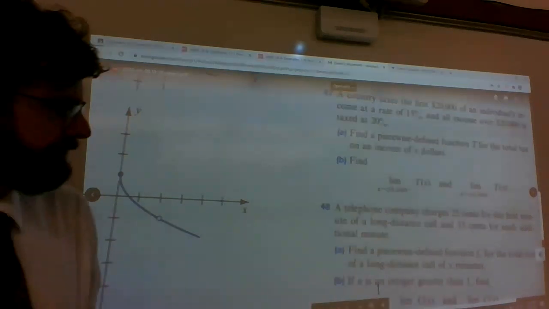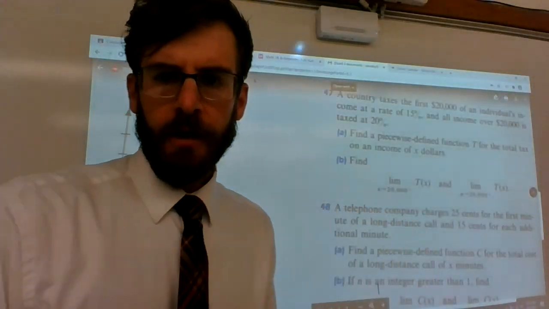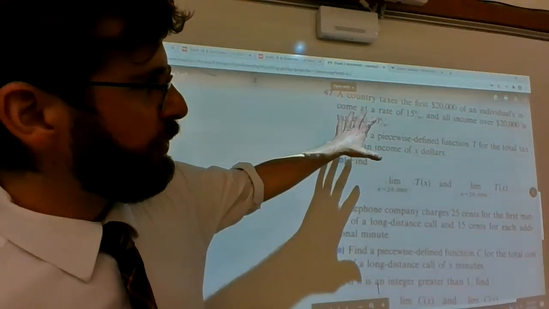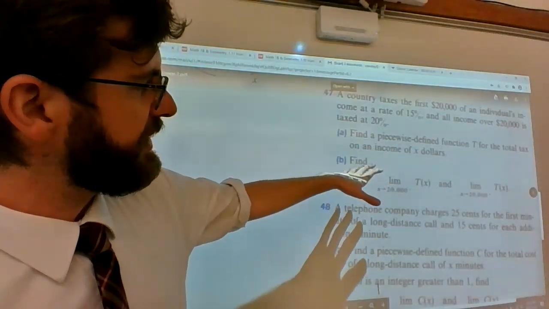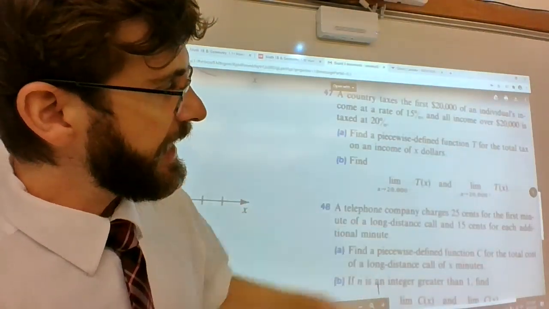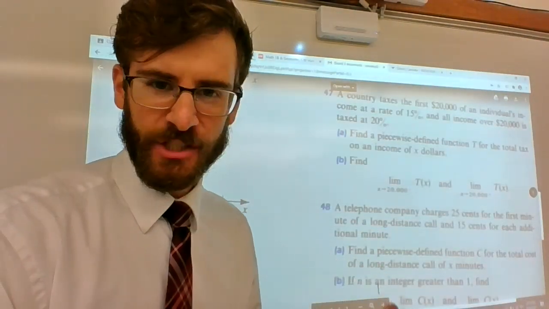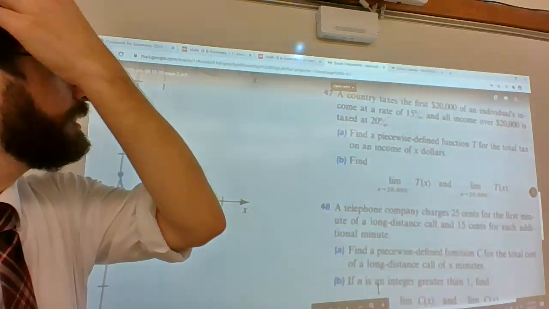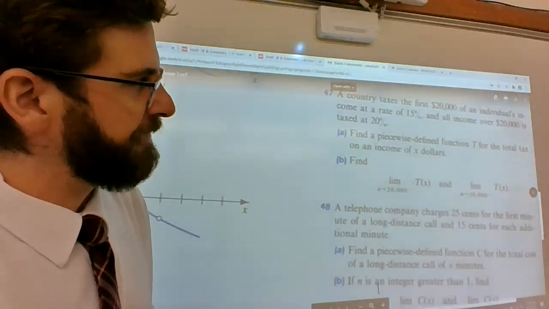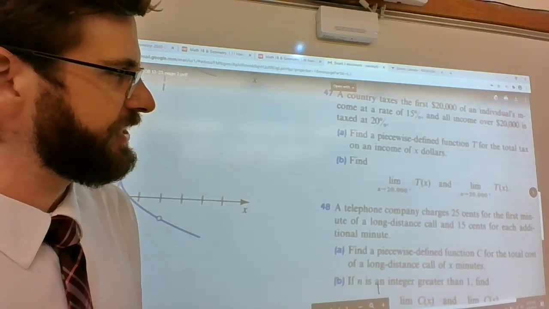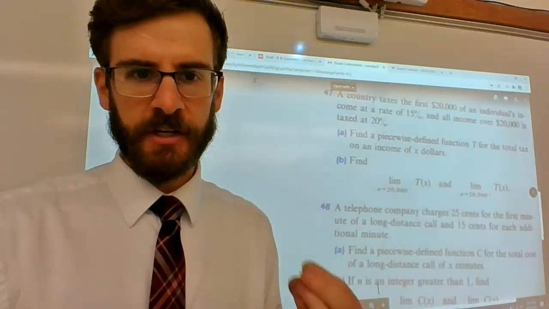All right, everybody's favorite subject, taxes. It says a country taxes the first $20,000 of an individual's income at a rate of 15%, and everything over $20,000 is taxed at 20%. So find a piecewise defined function T for the total tax on an income of x dollars.